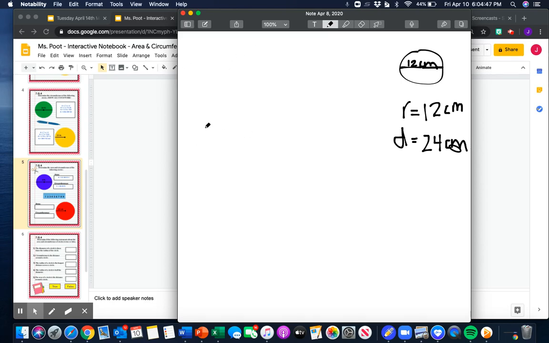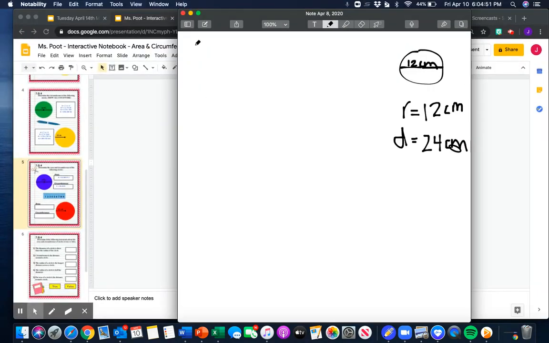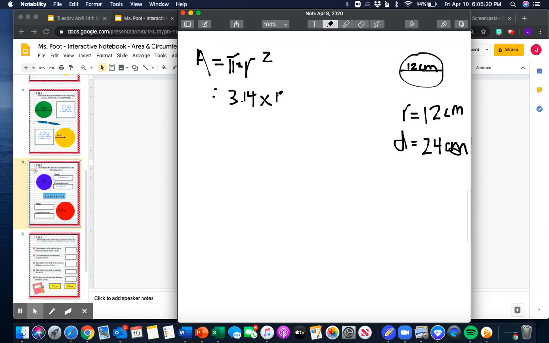There it is. All right, so the very first thing they want us to solve is for area. Right. As a mathematician, I know formulas. So the formula for area is A equals pi times radius squared. All right, I'm just going to plug all the numbers in already because I already did it over here. So 3.14 times radius squared.